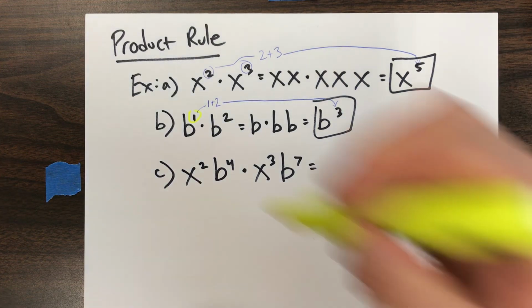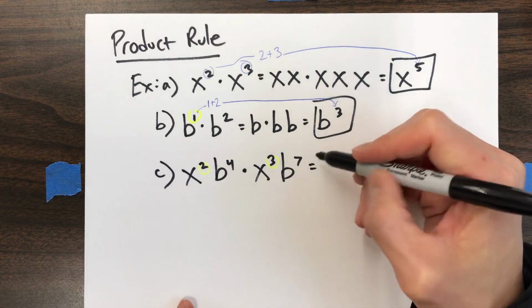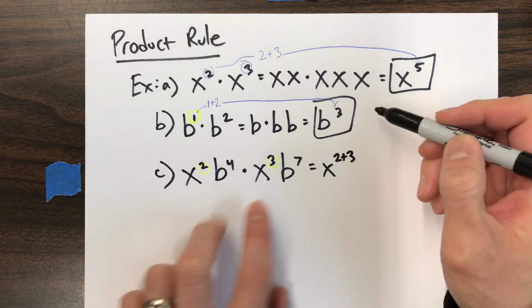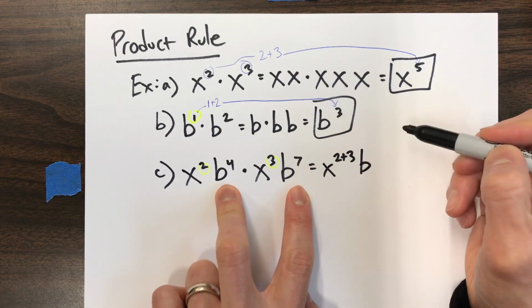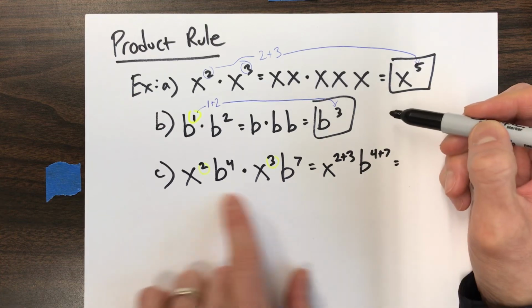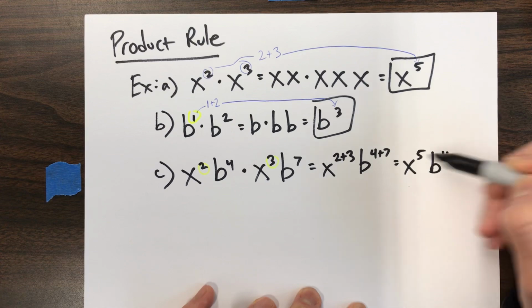So now if we look at these 2 right here, the x squared and the x cubed, you guys know what 2 plus 3 is, right? And the same thing with the b variables, the 4 plus the 7, it's going to be 4 plus 7. So when you multiply, you always add. So it's going to be x to the 5th times b to the 11th.